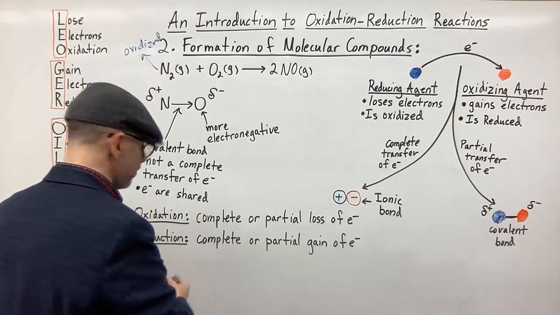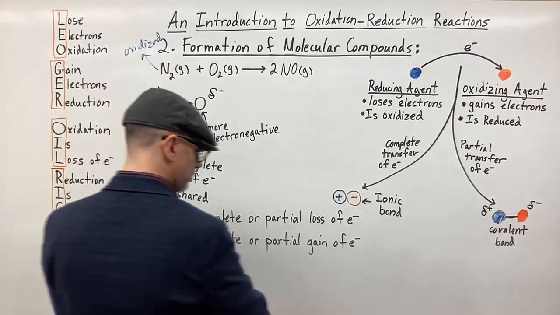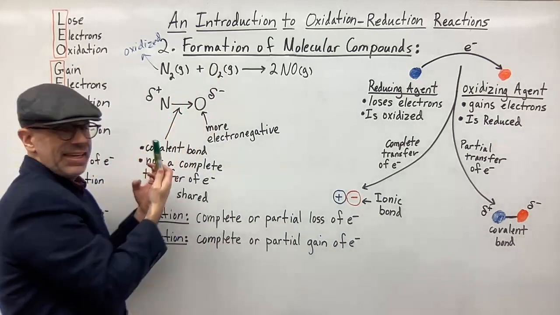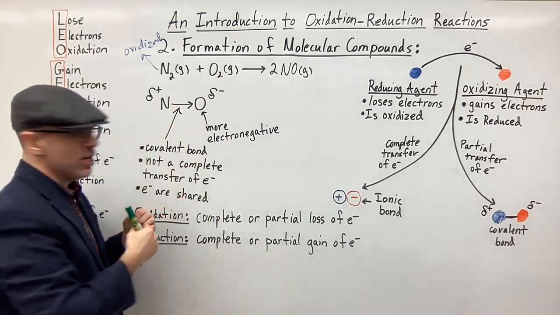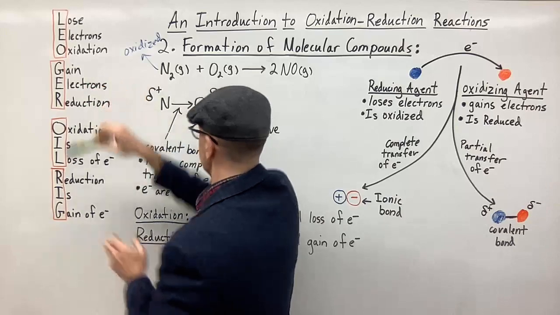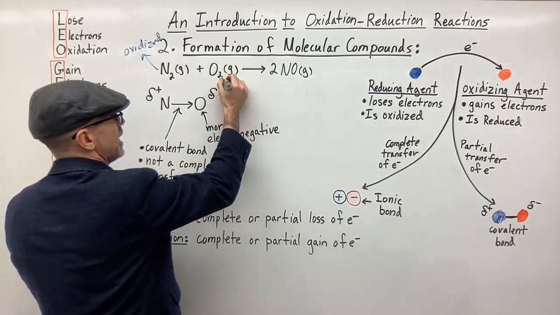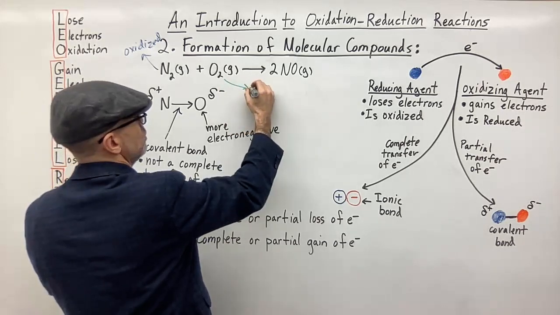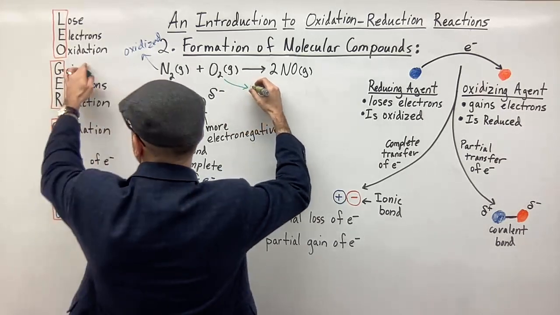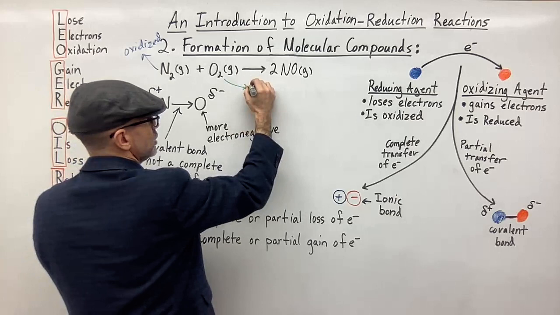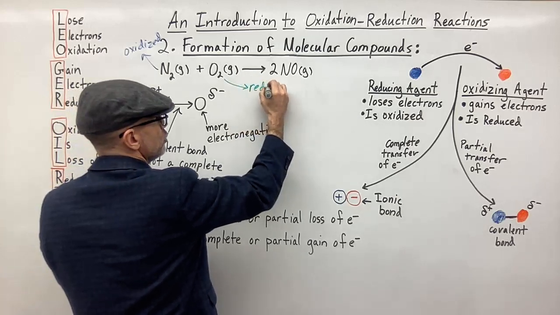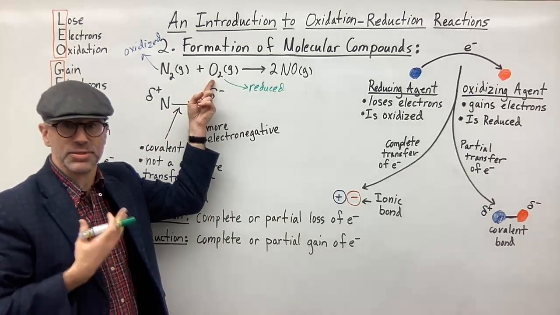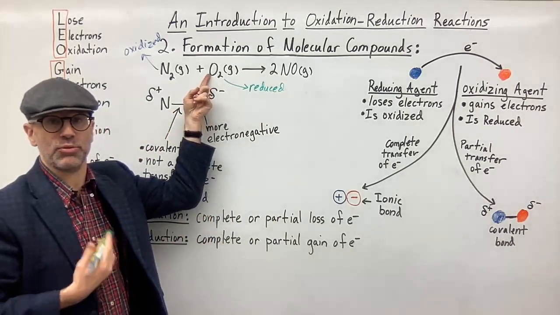And so that means oxygen is gaining the electrons partially. So gain of electrons is reduction. So that means that oxygen is being reduced. So the oxygen atoms in the oxygen molecule are being reduced.